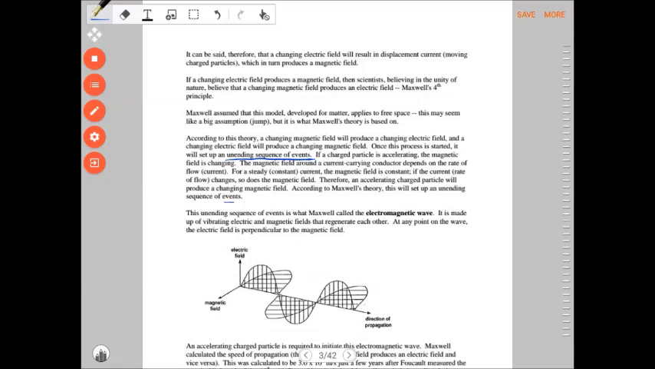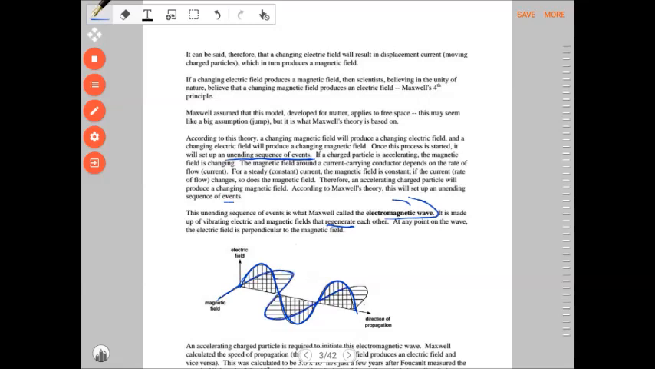This unending sequence of events is what Maxwell called the electromagnetic wave. It is made up of vibrating electric and magnetic fields that constantly regenerate each other. At any point along the wave, the electric field is perpendicular to the magnetic field. So in this little picture, you've got an electric field moving up and down. And as the electric field changes, so does the magnetic field, and the magnetic field goes in and out of the page.